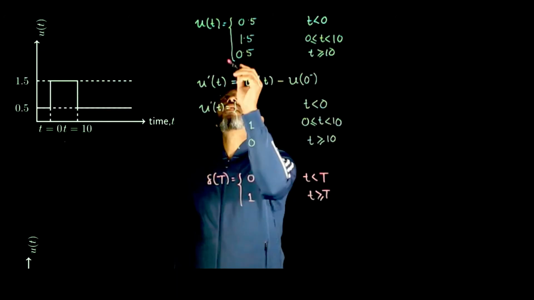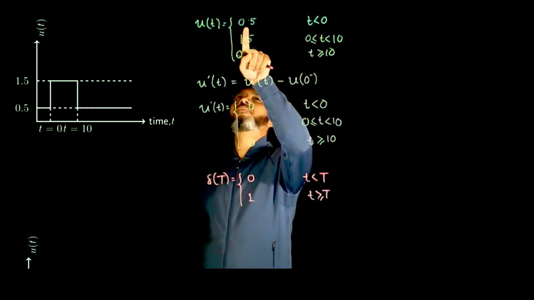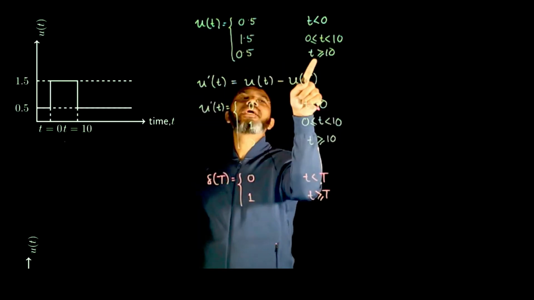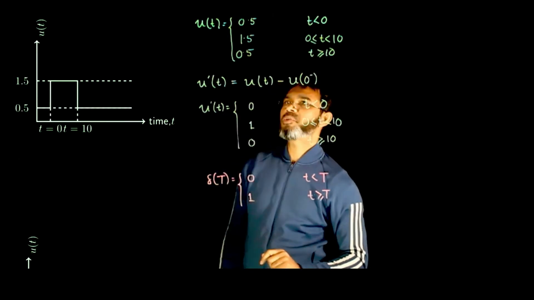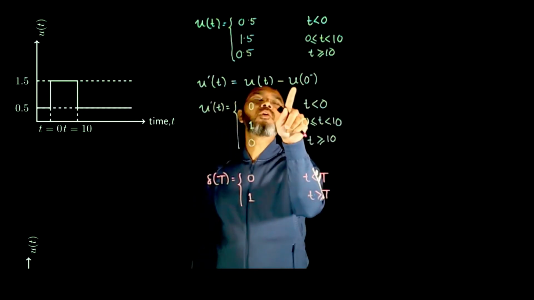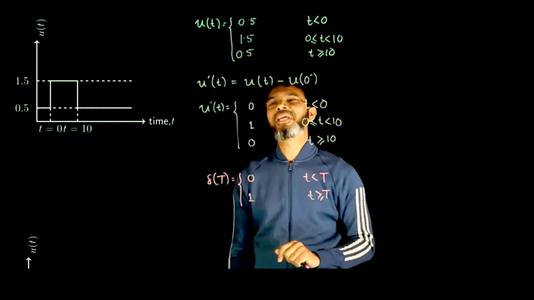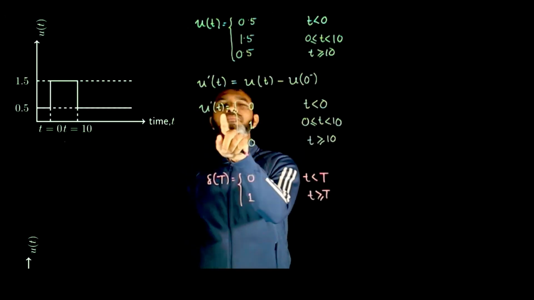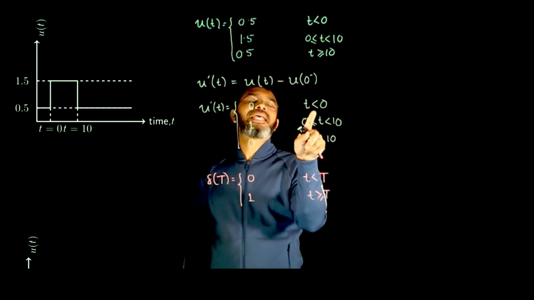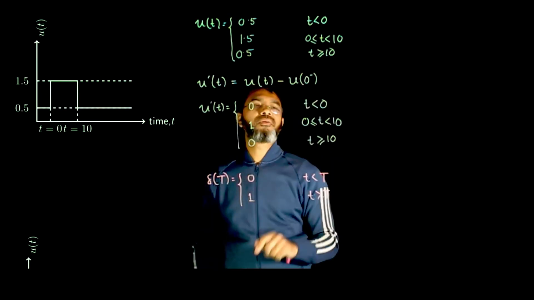For this signal, for time less than 0, we have the value 0.5, between 0 and 10 we have the value 1.5, and after 10 it again becomes 0.5. If we express it in the deviation form, that is, subtract the value of the signal before time 0, which is why we use the notation 0 negative here, then u prime t is 0 for t less than 0, 1 for t between 0 and 10, and 0 again for t greater than 10.